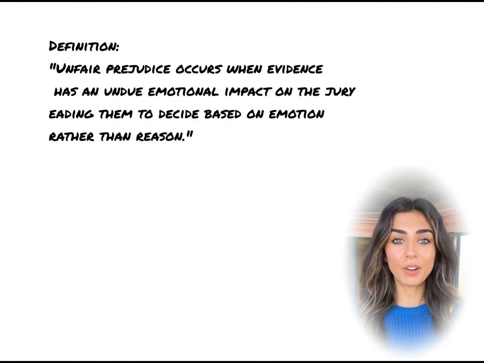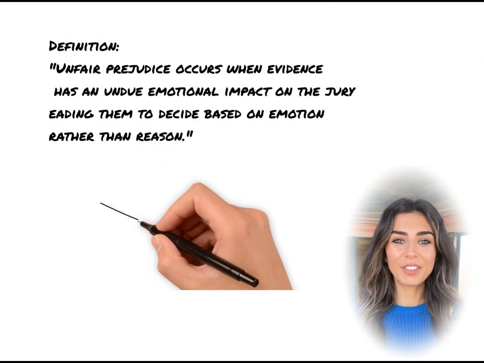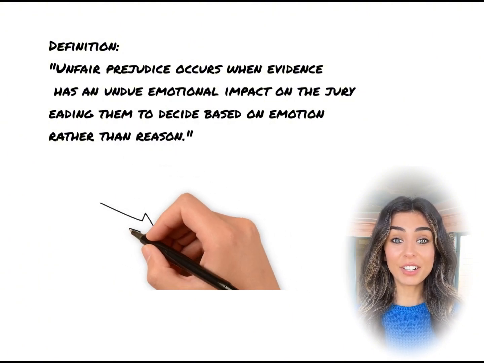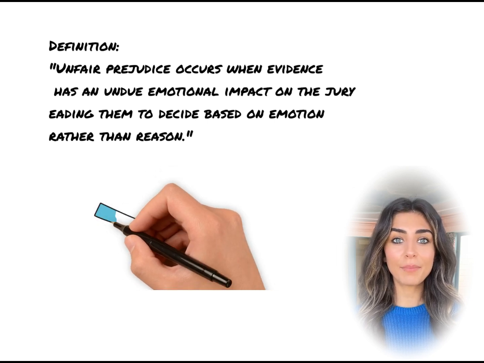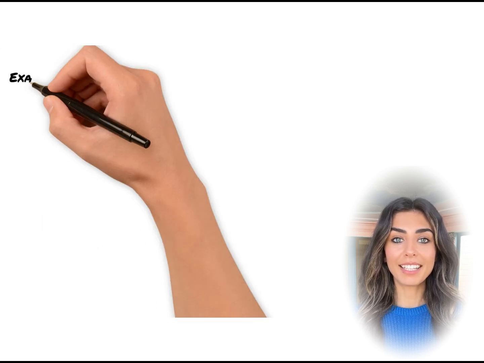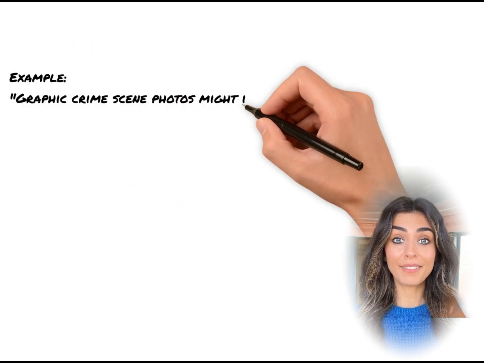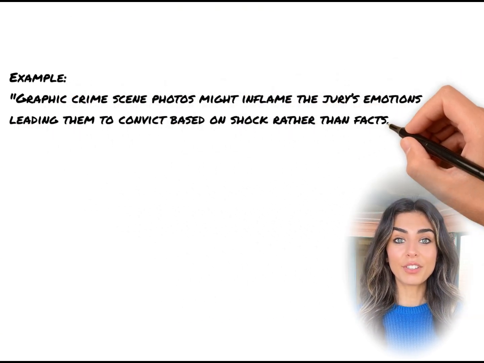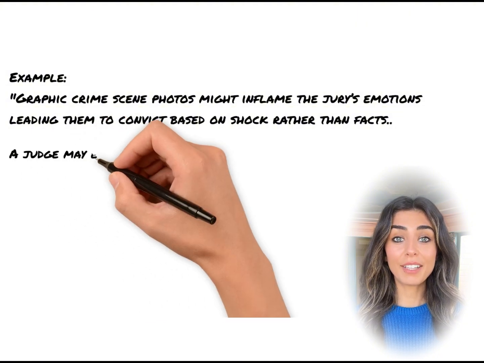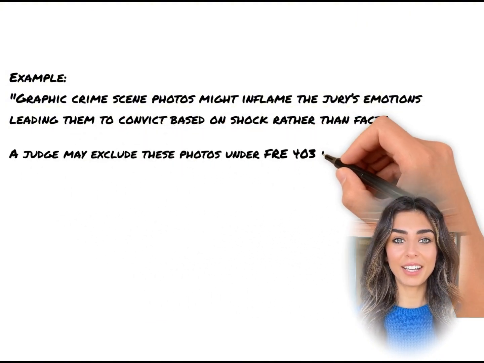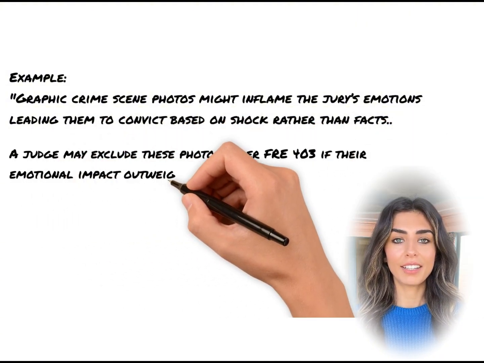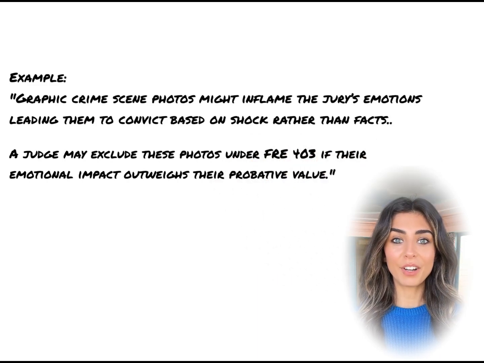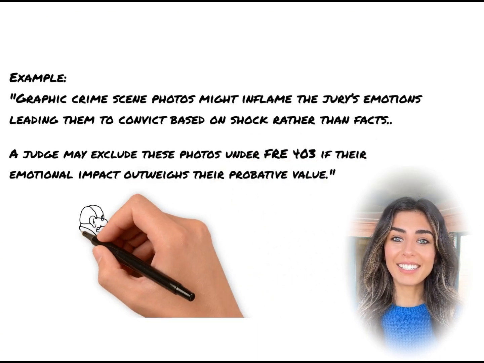For example, graphic crime scene photos, though relevant to showing the nature of an injury or crime, might shock or inflame the jury, causing them to sympathize with the victim or become biased against the defendant unfairly. Similarly, evidence of a defendant's unrelated criminal history could lead jurors to believe the defendant has a bad character, increasing the likelihood of a conviction based on past behavior rather than the facts of the current case.